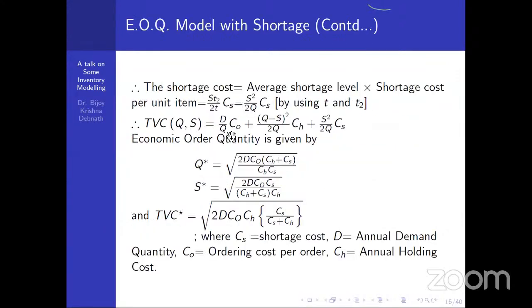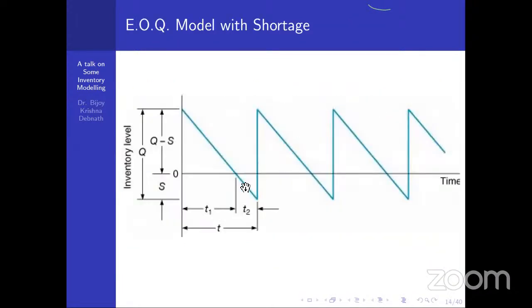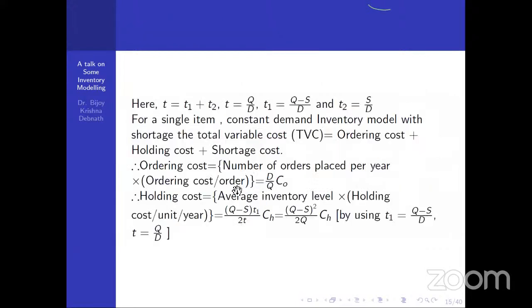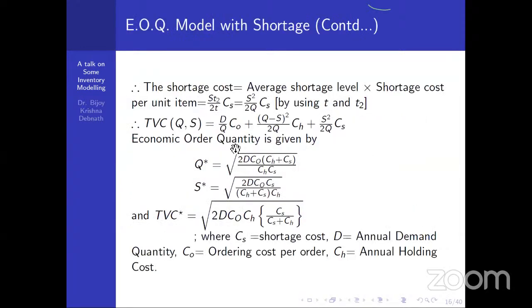Now how do we calculate the shortage cost? That is the average shortage level times the shortage cost per unit time. Shortage is there in this situation, so the minimum is 0, the maximum is S. So (0 plus S) by 2 for T2 time, divided by total time T. So S T2 by 2T into shortage cost Cs. If you put the values of T2 and T, what do you get? S squared by 2Q into Cs.